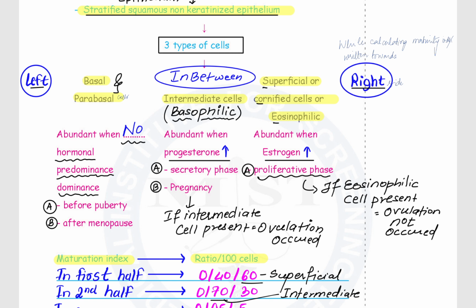So if you see that an eosinophilic cell is still present on a histopath, it definitely means that ovulation has not occurred, because if ovulation would have occurred, estrogen would have decreased and progesterone would have been predominant, as it is seen in secretory phase. So you'll see basophilic cells. Not basal and parabasal cells, basophilic cells. Don't get confused like me. Basal and parabasal was in no hormone predominance, okay? So if eosinophilic cell is present, it means ovulation has not occurred. It's still in the proliferative or estrogenic phase. And if you see that intermediate cell is present, the basophilic cell is still present, it means ovulation has occurred.